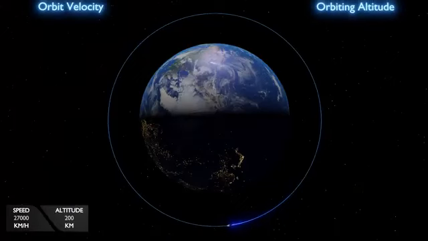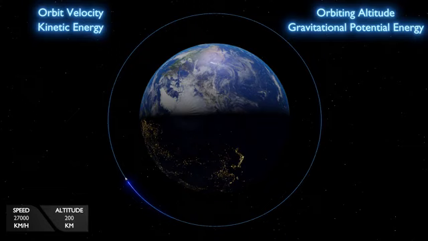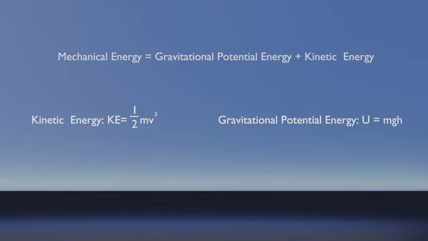This speed and altitude of the spacecraft gives the spacecraft kinetic and potential energy. Kinetic energy from how fast it's going, and potential energy from how high it is, or its altitude. These two forms of energy, added together, make up mechanical energy and can be calculated through this formula.